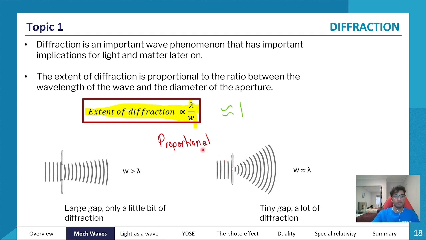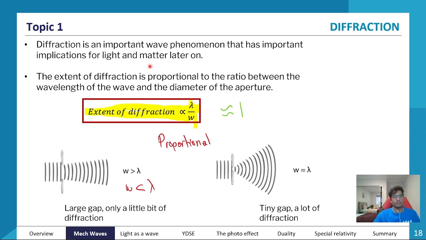If, however, the width is bigger than the wavelength, because the ratio is out of whack, it's not close to 1, the amount of diffraction you're going to get is going to be a lot lower. And the same thing will occur if the wavelength is much bigger than the width. Because the ratio is not close to 1, you're going to get less diffraction.